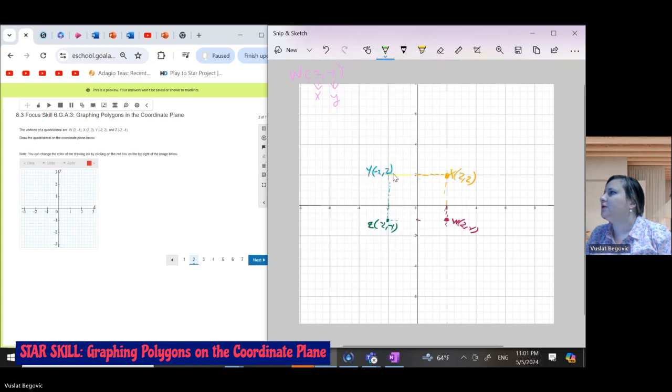Maybe this one. Yeah, this, and then this, and this. As you can see, our quadrilateral is in here, and this is actually a rectangle. As you can see, they're all equal. I mean, they're all looking similar.